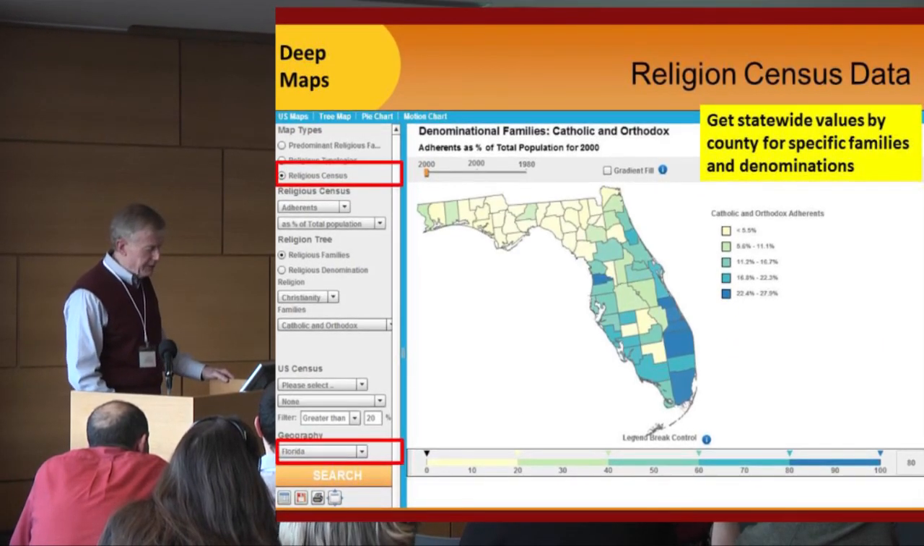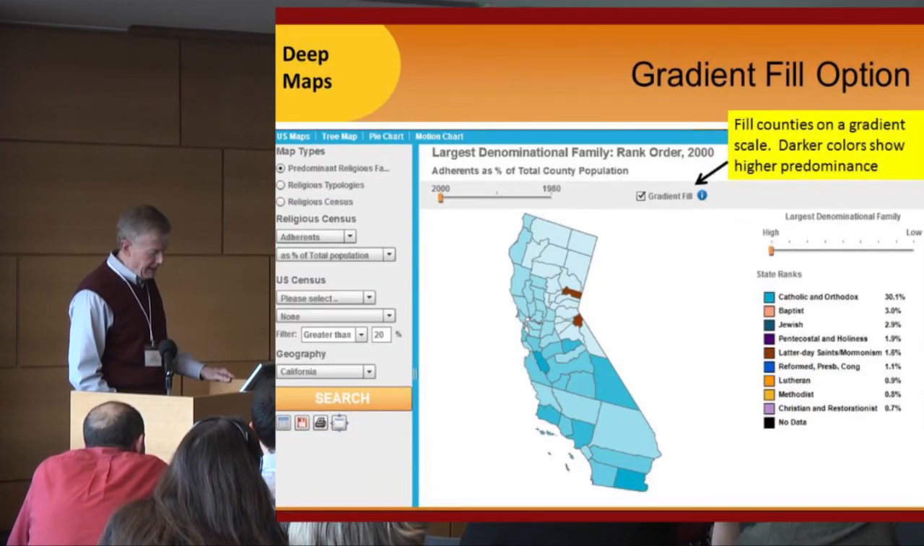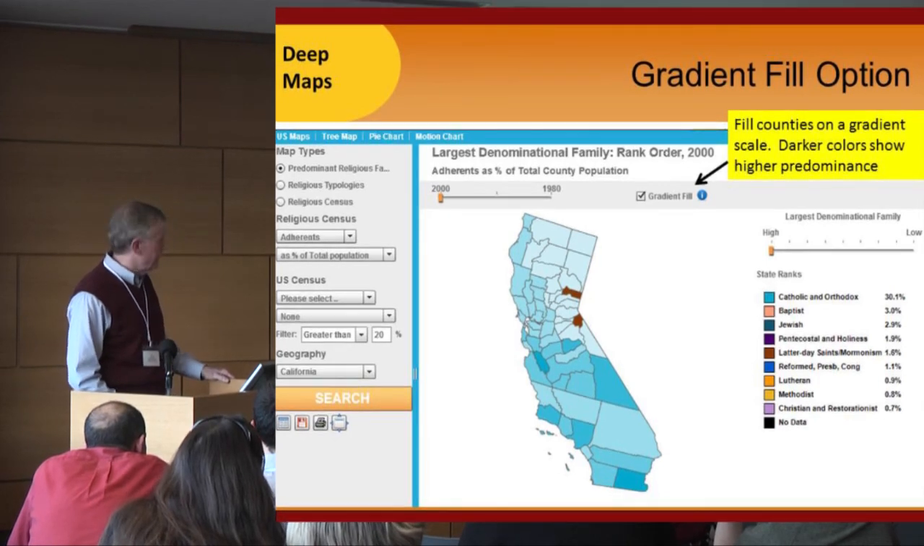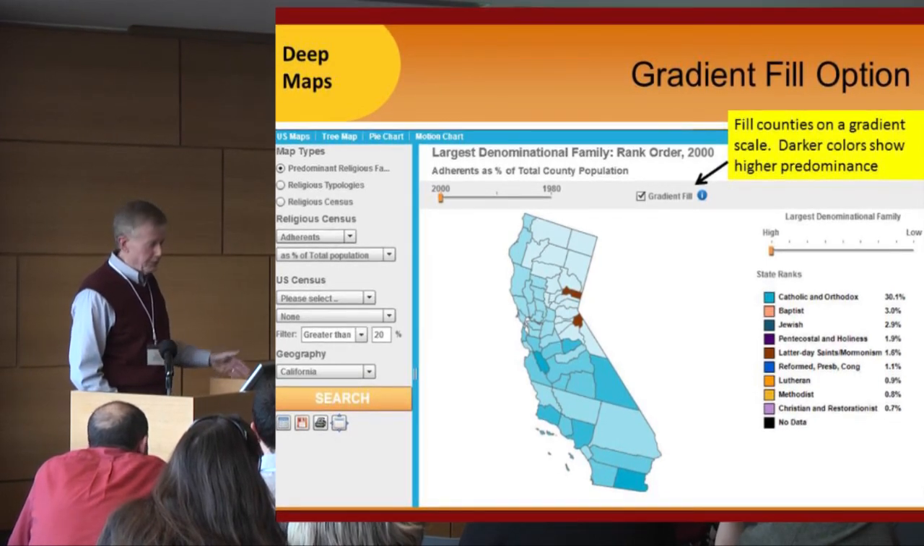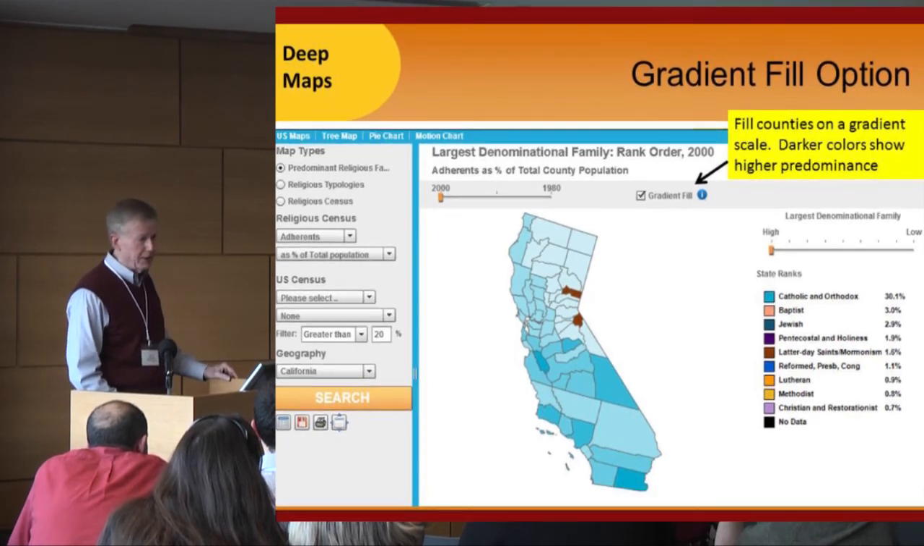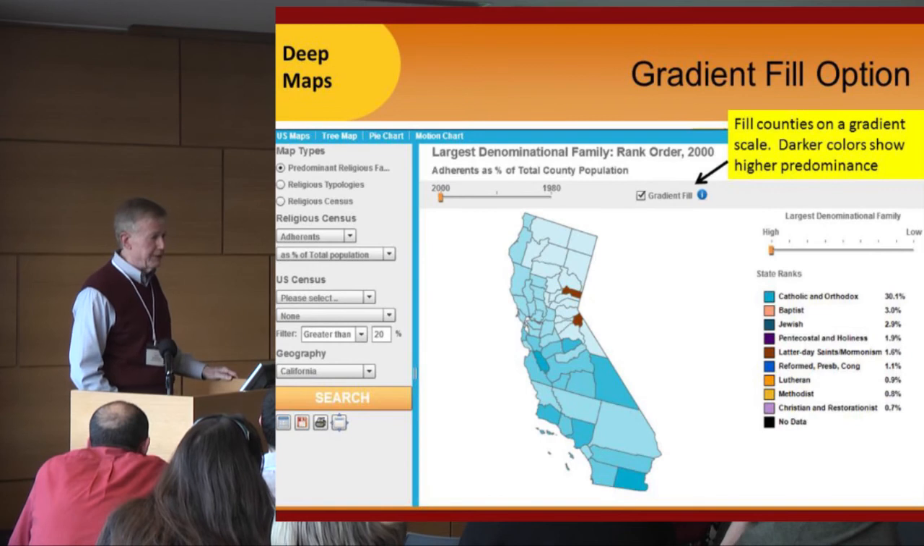We give you the statewide values for specific denominations. And we provide a gradient fill. You can see that checked up there. And this is California, where you would see only 2 counties are non-Catholic in the dominance. But by giving a gradient fill, by breaking the dominant into 5 different ranks, you're able to see that some counties are much more heavily Catholic than other counties.